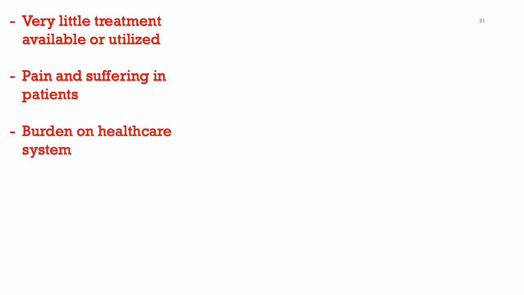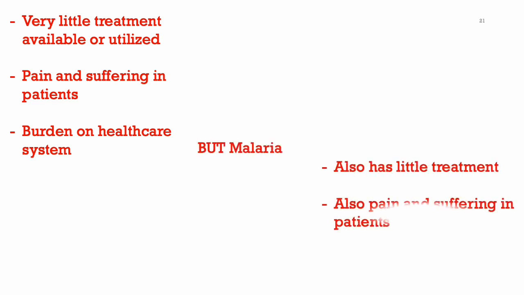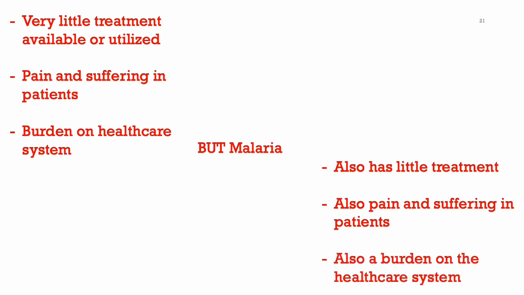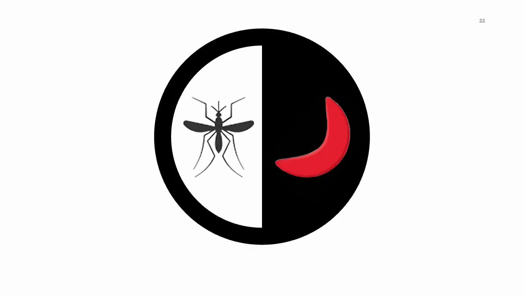Sickle cell anemia has very little treatment, and especially in Sub-Saharan Africa, the treatment that does exist is not able to be utilized. People with this disease will have pain and suffering for most of their lives, and there's a huge burden on the healthcare system because of the extra treatment that these patients need. But malaria also has little treatment, also has pain and suffering for patients, and also places a burden on the healthcare system. So what we get is this double burden. The health systems in Sub-Saharan Africa are dealing with both malaria infection and malaria resistance, leading to sickle cell anemia, and they essentially cause the same problems in the health system.